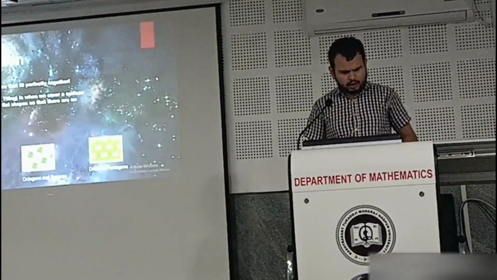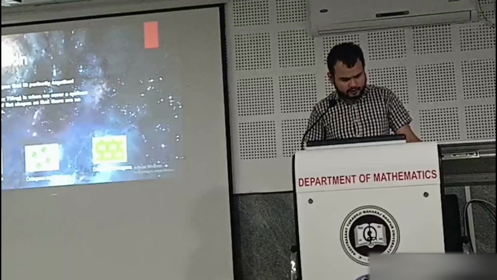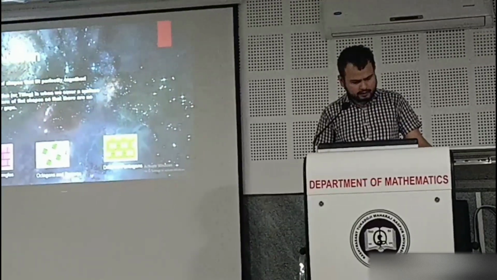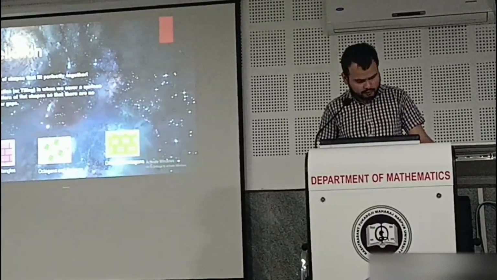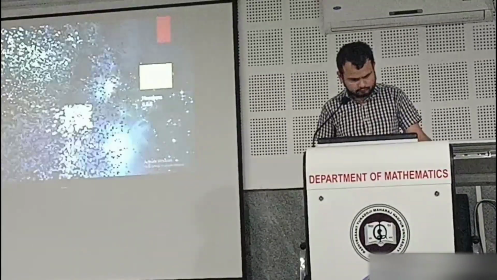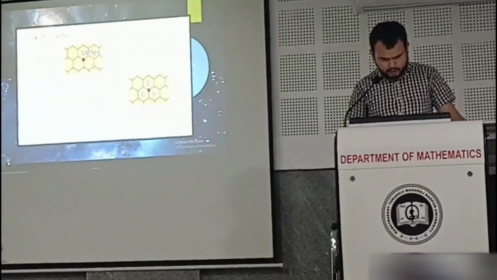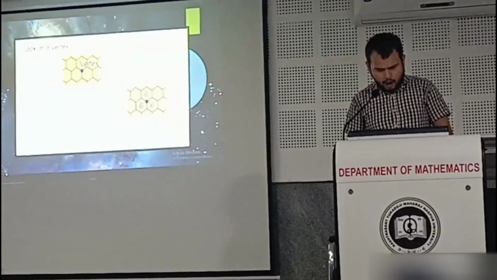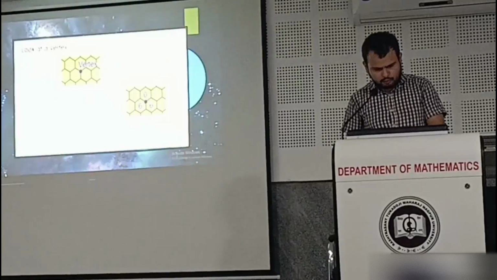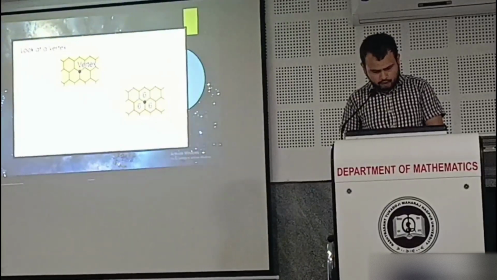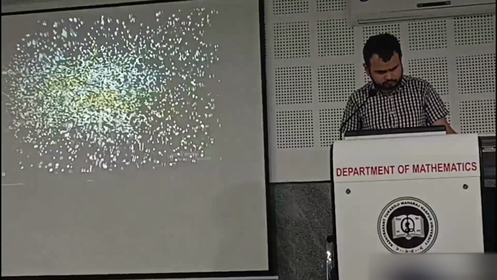A pattern of shapes that fit perfectly. A tessellation is when we cover a surface with a pattern of flat shapes, so that there are no overlaps. A vertex is just a corner point. Here is how we write a hexagon tessellation: as you can see, the 6,6,6 tessellation.